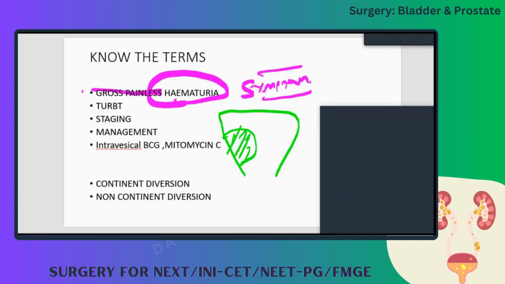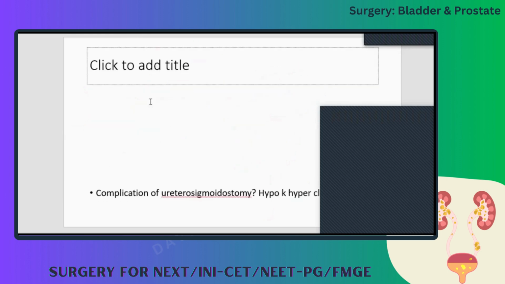So, transurethral resection of bladder tumor. You can do it from below only. Transurethral resection of bladder tumor. Okay? Clear? Yes, sir. And then how to stage it: by using cross-sectional imaging, CT or MRI, you can stage it. Management. I'll just tell you the management part.